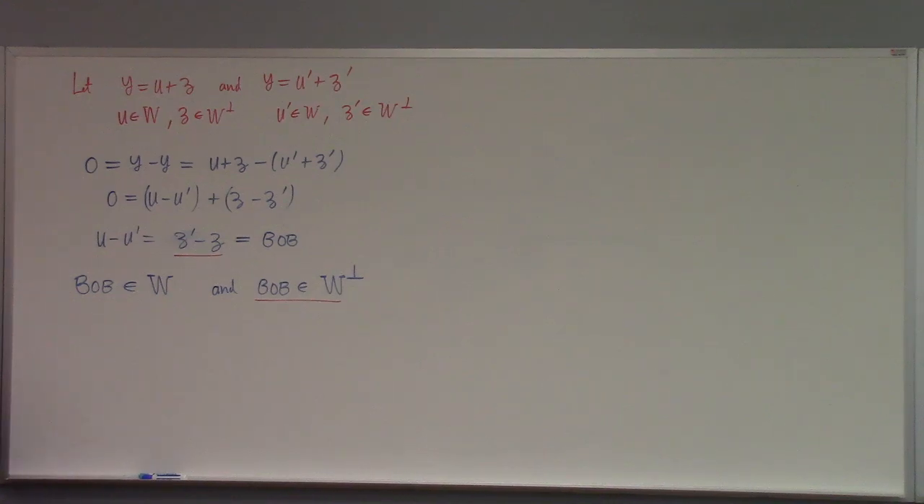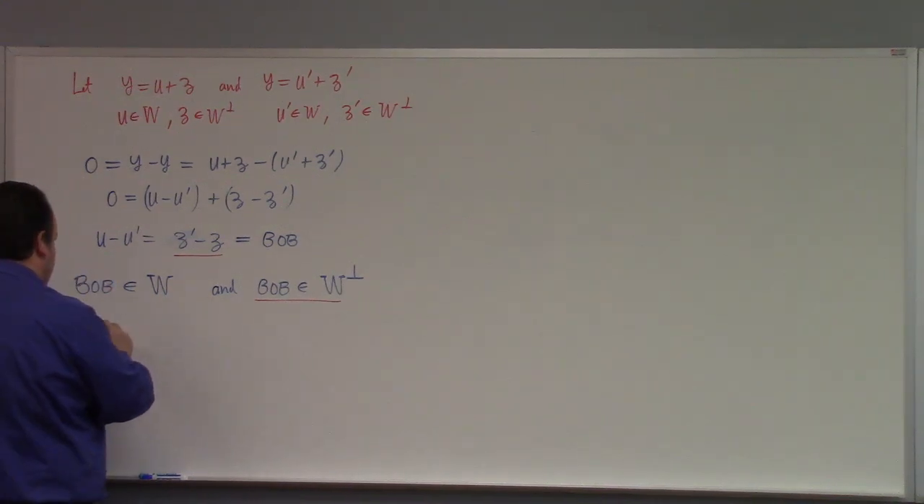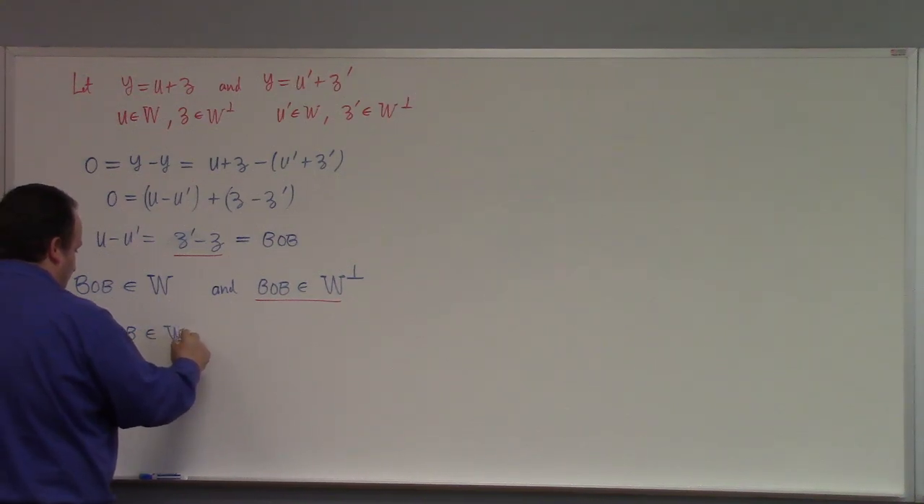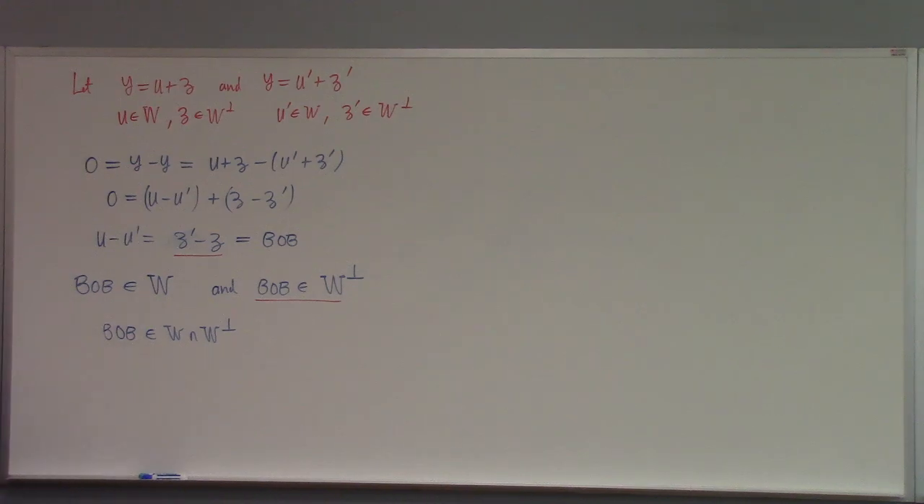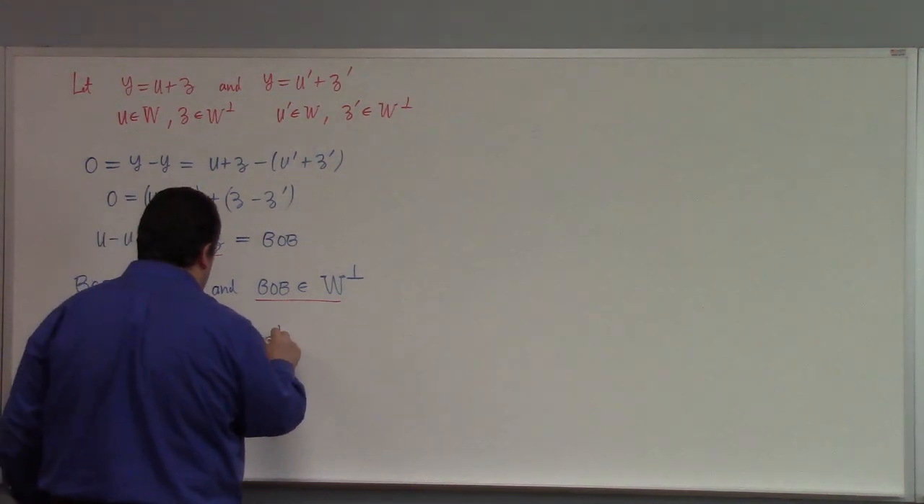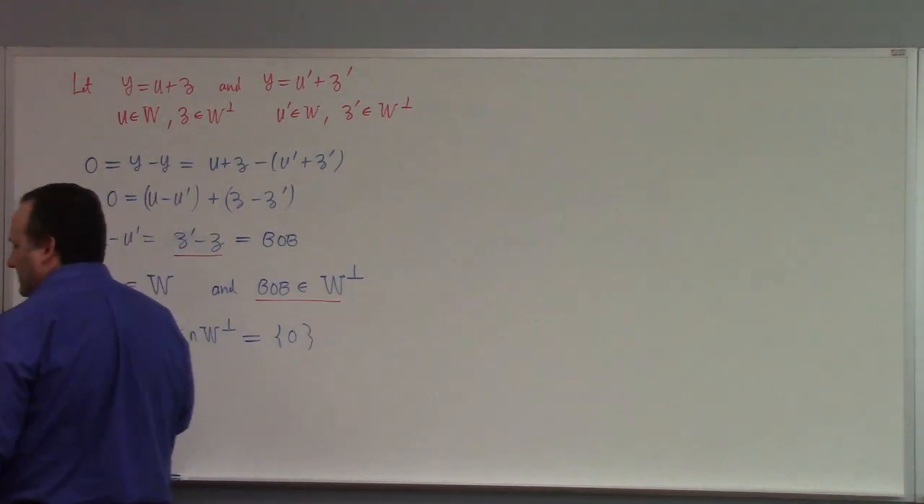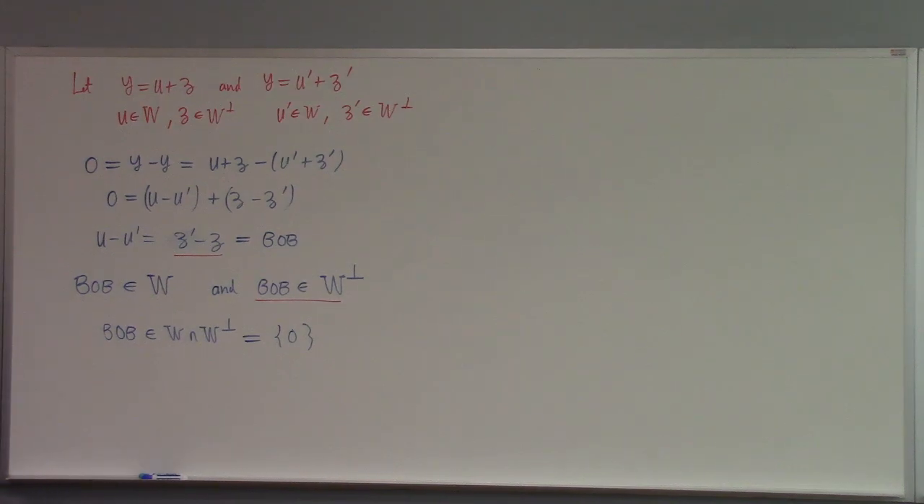What about Bob? It's a very good movie, by the way. Bob's an element of the intersection of W and W perp. All right, very good. That intersection is 0. Or, well, the set containing 0. But why is that the set containing 0? Did I already prove that? That's my question, really. This vector can't be perpendicular to itself, so that's 0.